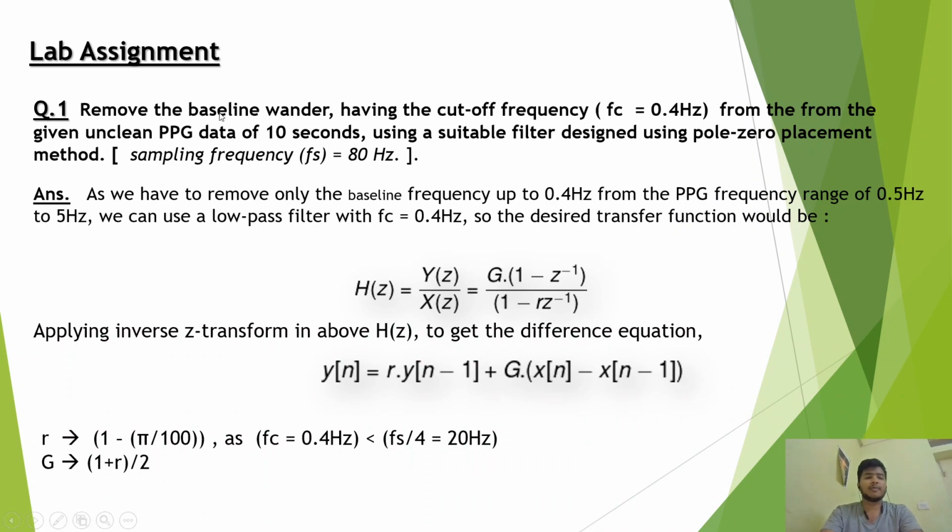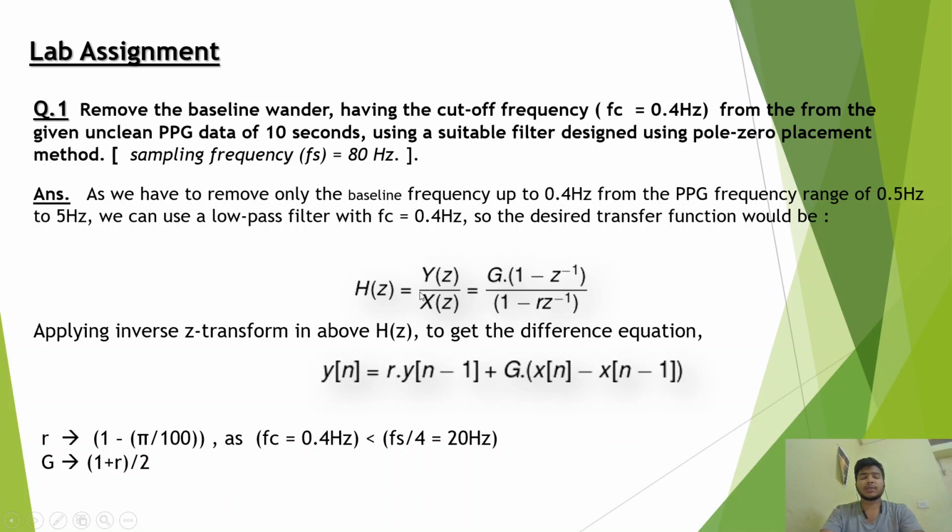So in this lab we'll be doing two questions. The first one is: remove the baseline wander having a cutoff frequency of 0.4 Hz from the given unclean PPG data of 10 seconds using a suitable filter designed using the pole zero placement method. The sampling frequency is 80 Hz. Now we need to remove a 0.4 Hz baseline frequency from the PPG frequency range of 0.5 to 5 Hz. So we'll be using a high pass filter with a cutoff frequency of 0.4 Hz.